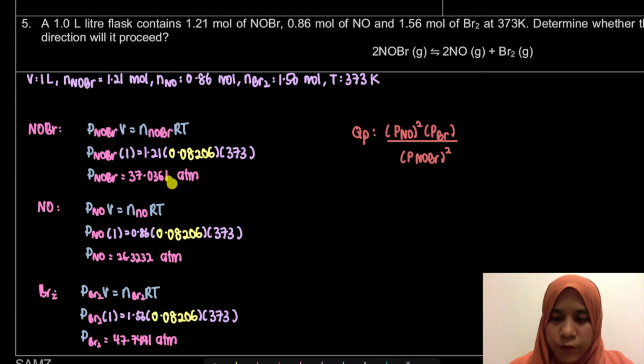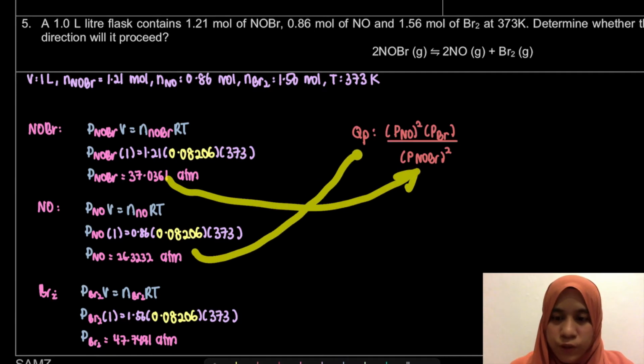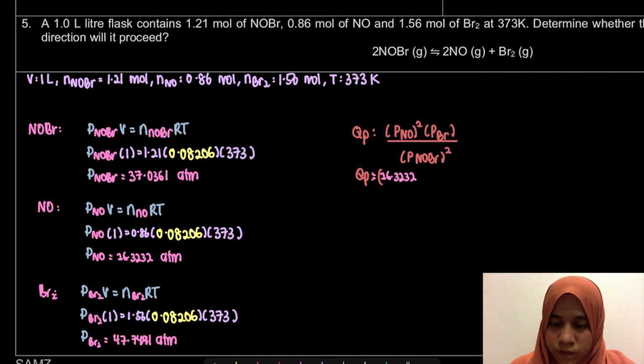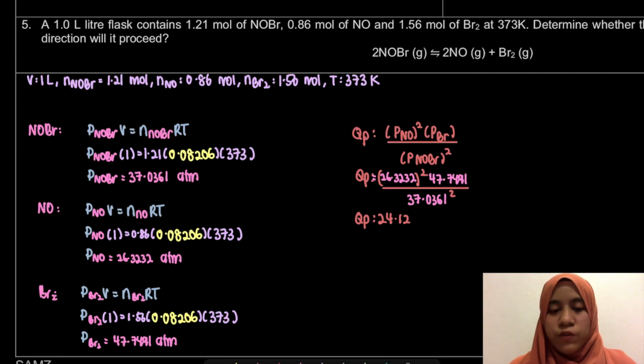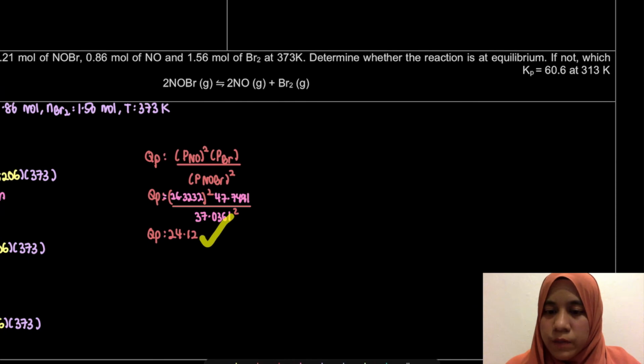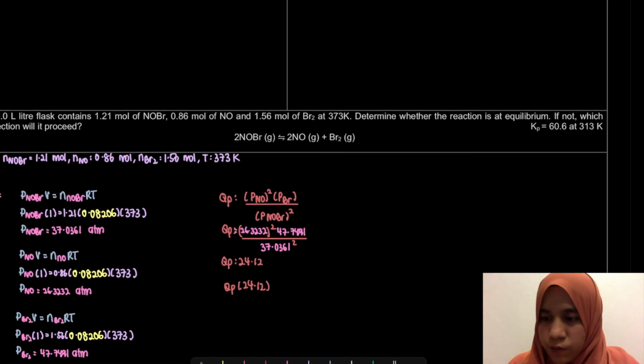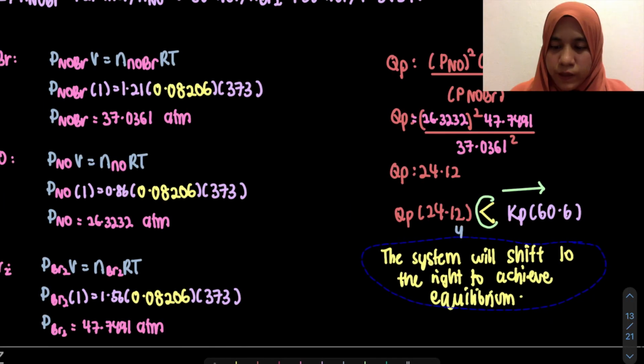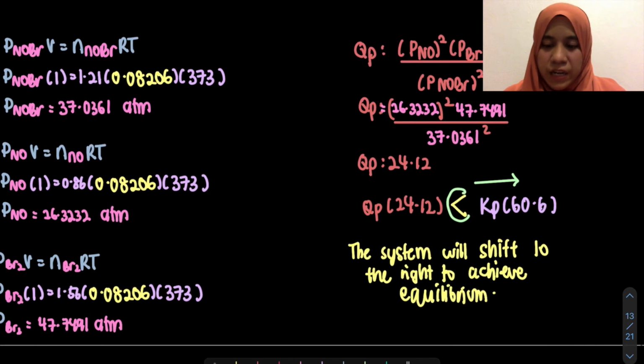So where is NOBr? Make sure it is squared. Here NO is also squared. Br2 is here. Okay. From here we know that our Qp is 24.12. So we can directly answer. Determine whether the direction is at equilibrium. So I'm going to compare it. So here it becomes smaller. So smaller like this. So we know that from here it will shift to the right. Okay, so this is how you answer the question.